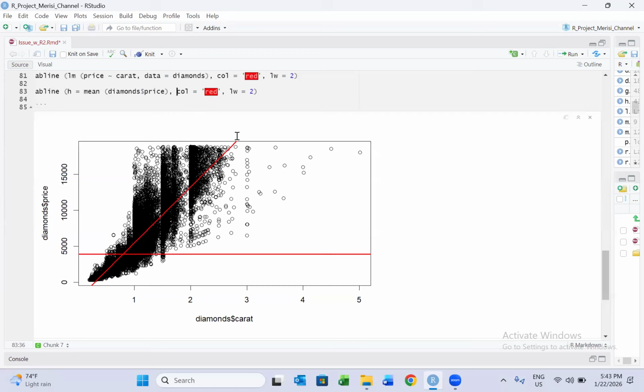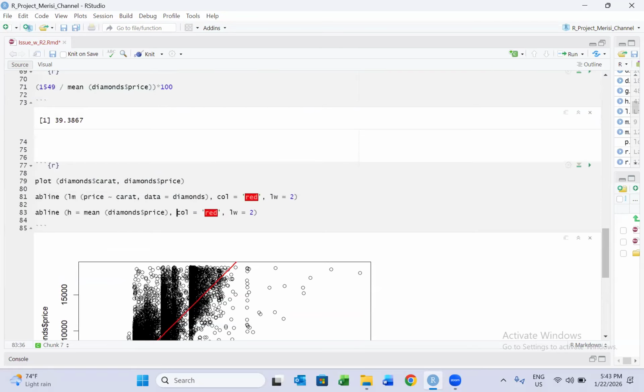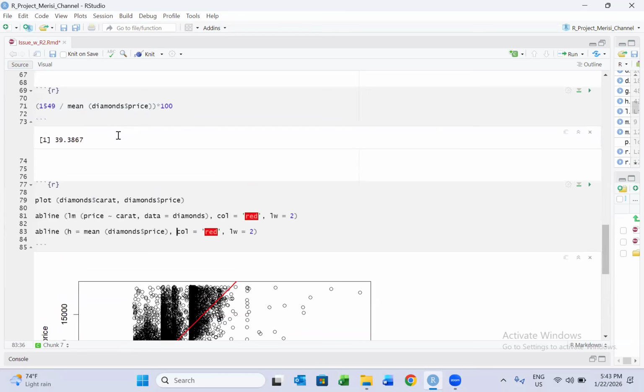So RSE directly targets the variability around the regression line, and it tells us whether that variability is large or small. And in this case, we concluded that the variability around the regression line based on RSE is large. Remember, when we computed the coefficient of variation, it was 40%. That's too high.